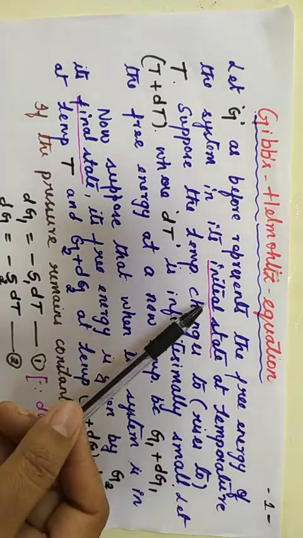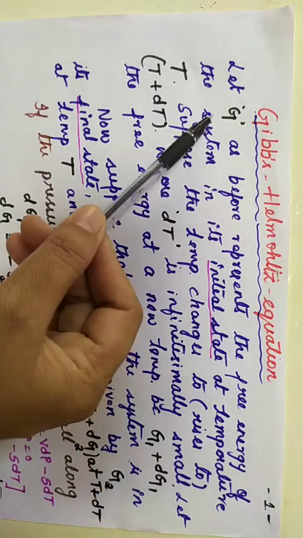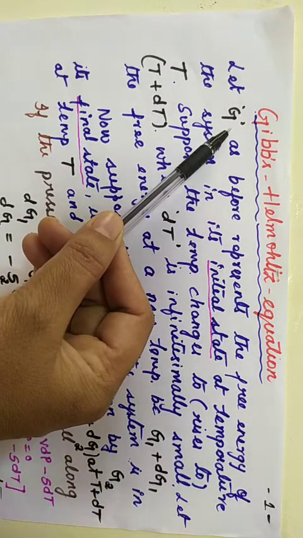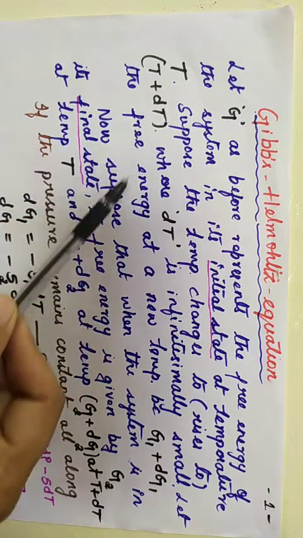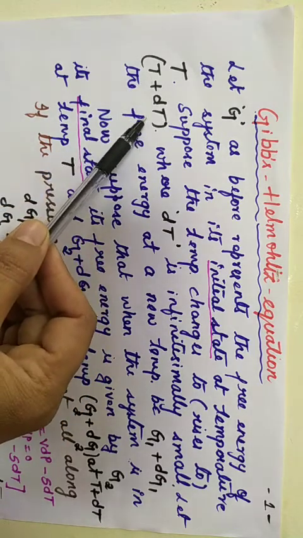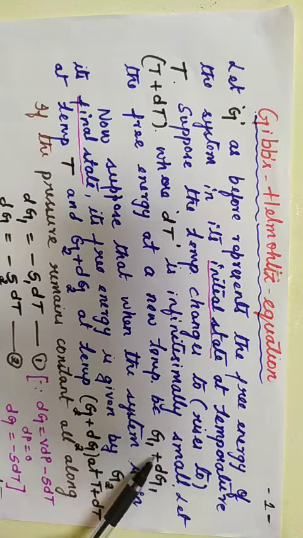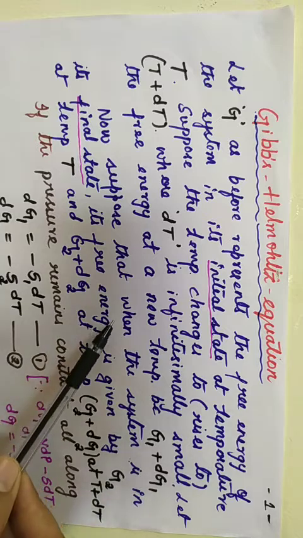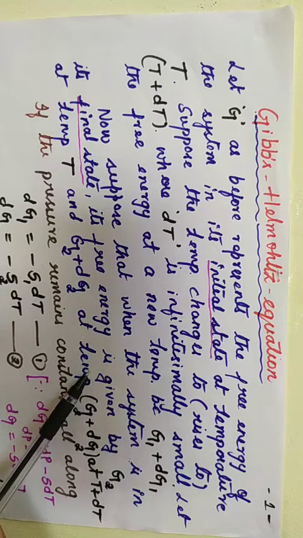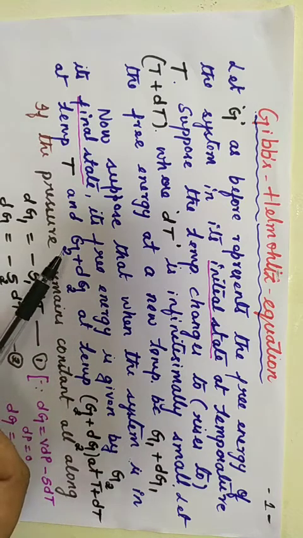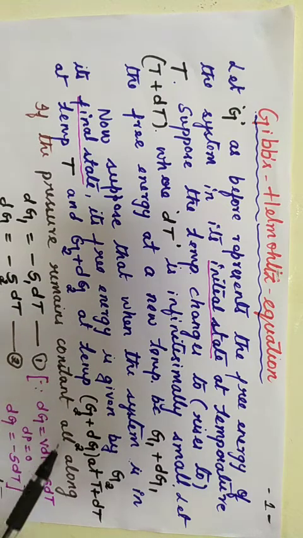Okay, so now at initial state, if G is the free energy at temperature T, then at temperature T plus dT, the change in free energy is taken as G1 plus dG1, where 1 represents the initial state. Now suppose that when the system is in the final state, then its free energy will be given by G2 plus dG2 at temperature T plus dT.